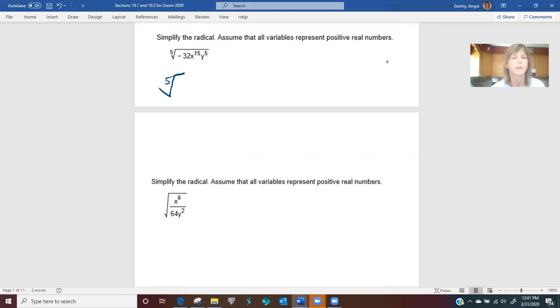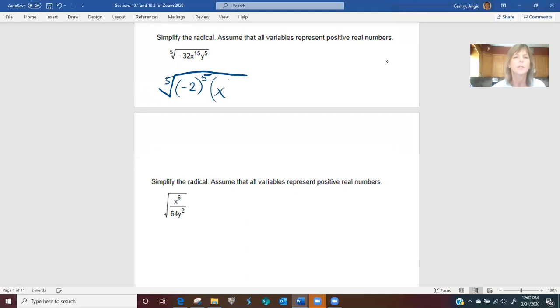Okay, so this one here, I need something to the 5th power. I'm not going to say this isn't real because this is an odd index, so I don't worry about a negative. This is completely doable. You could have -2 times itself 5 times, and you're going to get a -32, true.